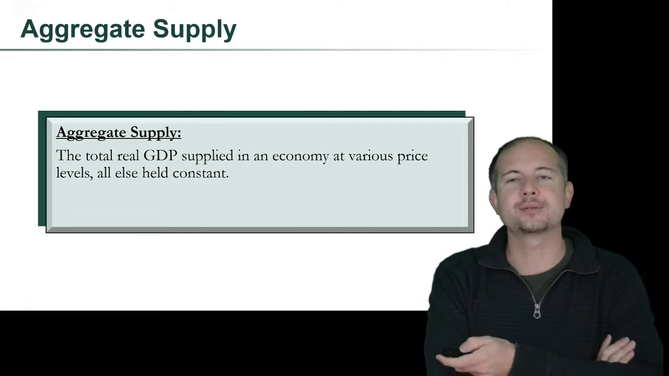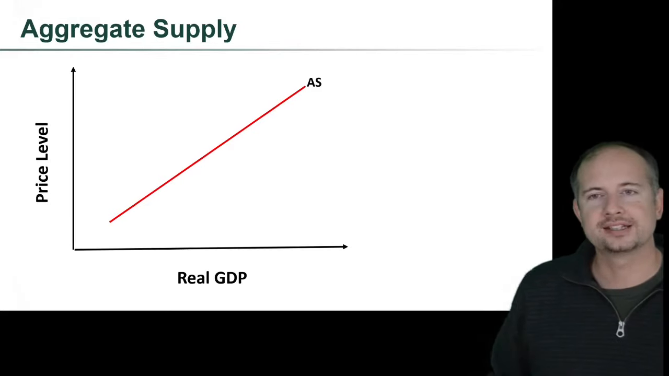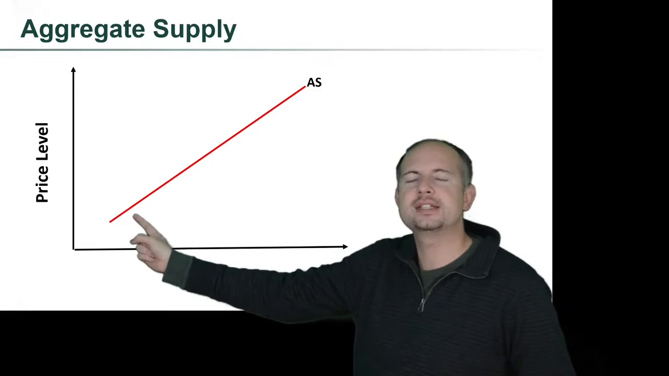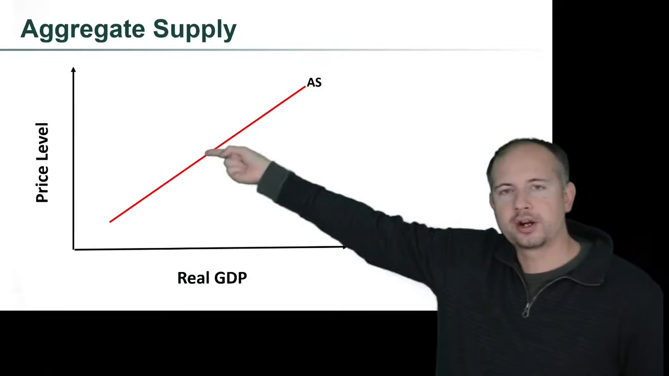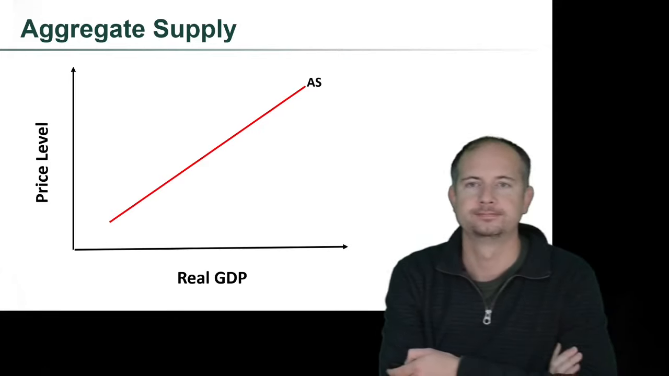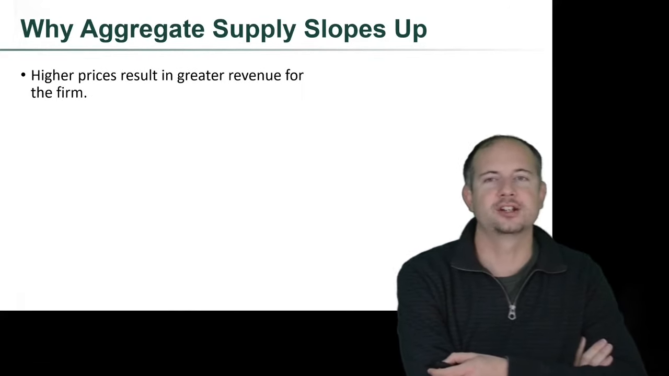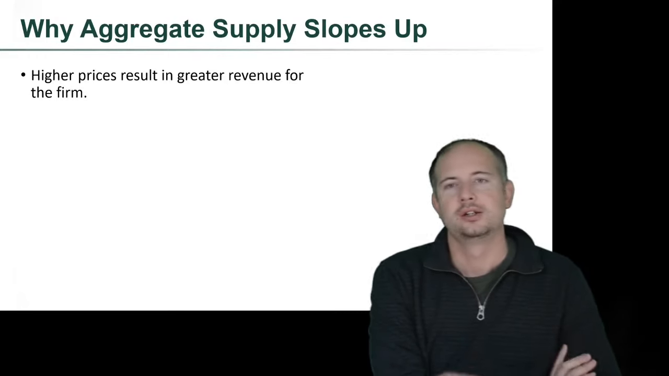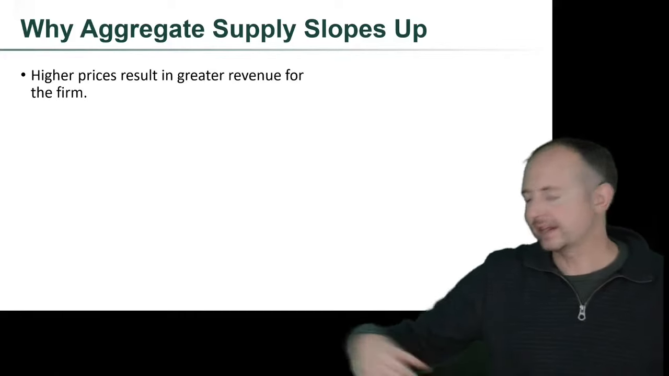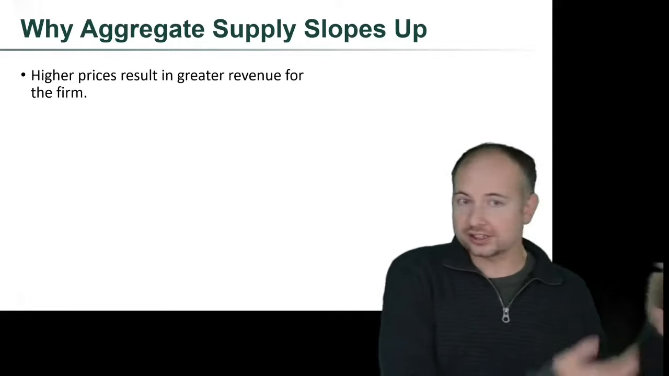The first thing that I'm going to tell you is that aggregate supply slopes up. So when the price level increases, firms are going to produce more. So our economy will produce more. So aggregate supply will go up. Why does aggregate supply slope up? Well, higher prices result in greater revenue for the firm. So if I sell something for $100 yesterday and $110 today, well, that's obviously better for me.